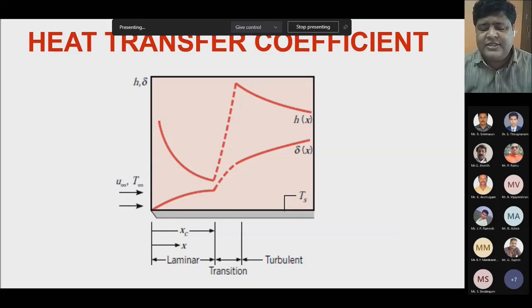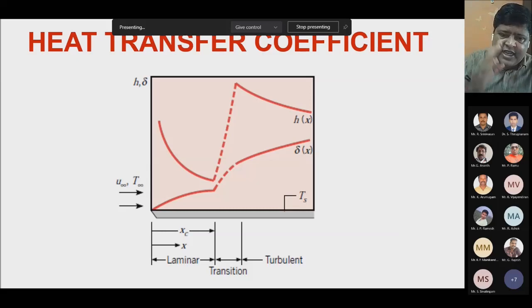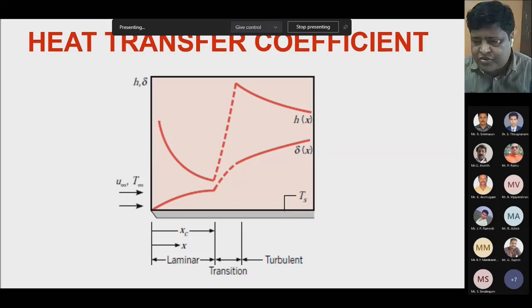So the point here is h, the ability of the fluid to absorb heat. Suppose you take a flat plate of 3 meter length. Right from the beginning to the end, when the fluid is traveling over the flat plate, it does not have the same capacity to absorb the heat at every point. The capacity to absorb heat along the length differs. So when you calculate the h value numerically, there are two things we can calculate, either the local heat transfer coefficient or the average heat transfer coefficient.